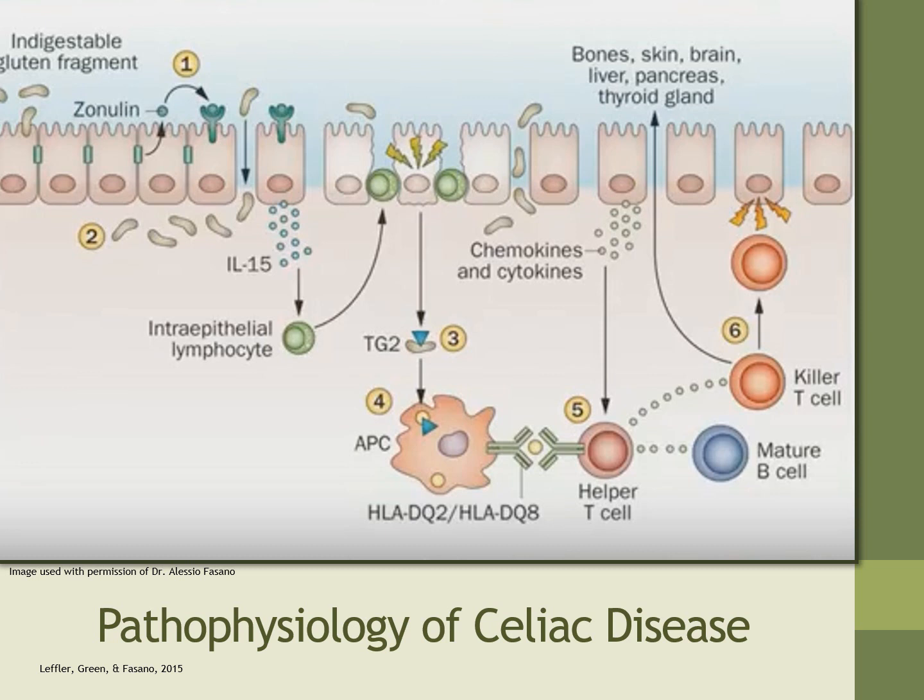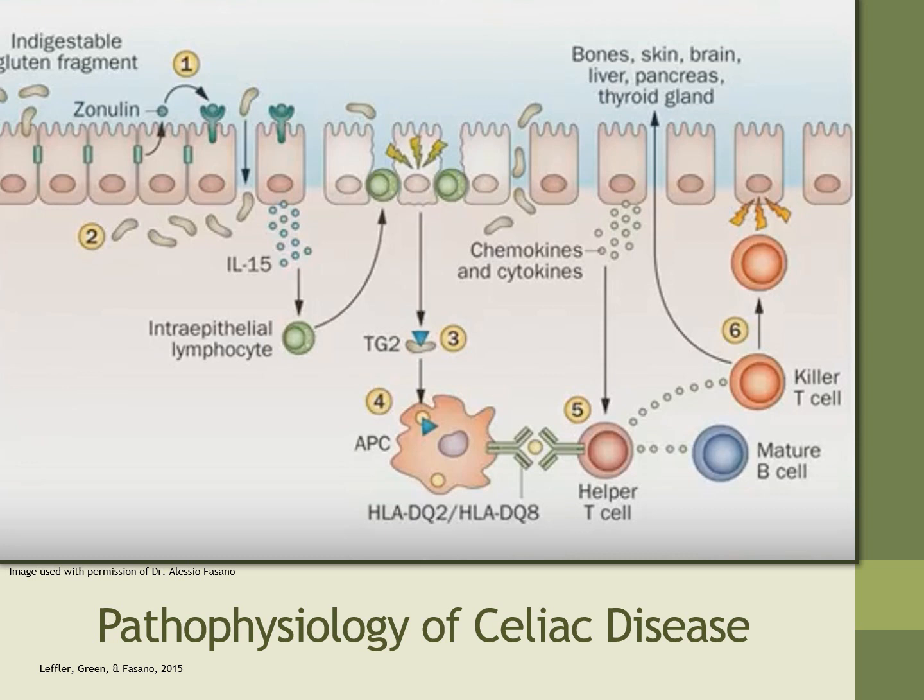In 3, we can see damaged cells release enzyme tissue transglutaminase 2, which deamidates gluten fragments. Deamidated gliadin then binds to HLA-DQ2 or DQ8 molecule on the antigen-presenting cell and is presented to the helper T cell we can see here at 4. This process triggers the production of antibodies against tissue transglutaminase, gliadin, and endomysium. Measurement of those antibodies in the blood is part of the process of diagnosing celiac disease.